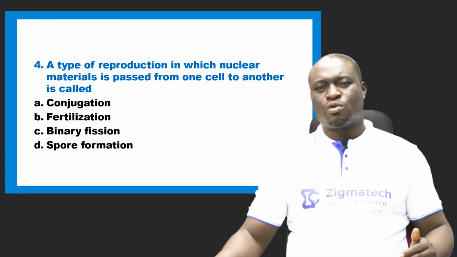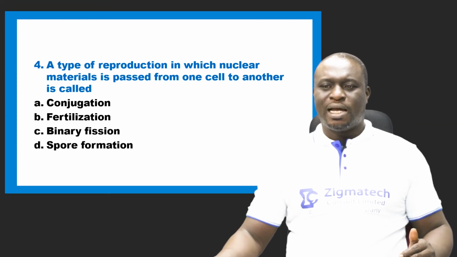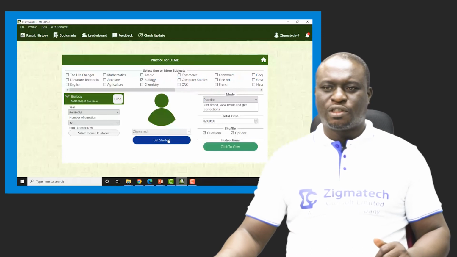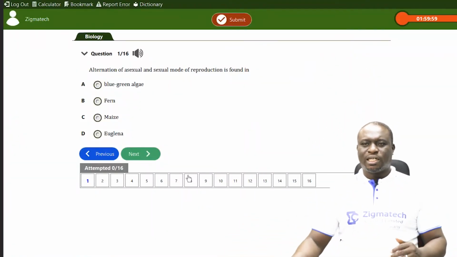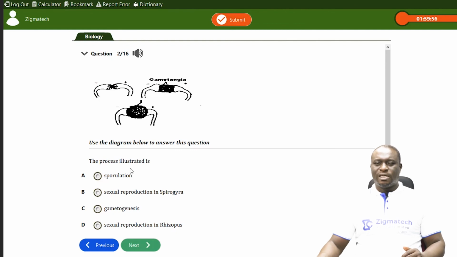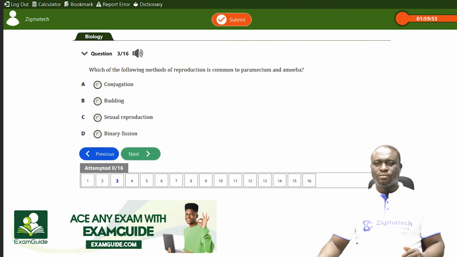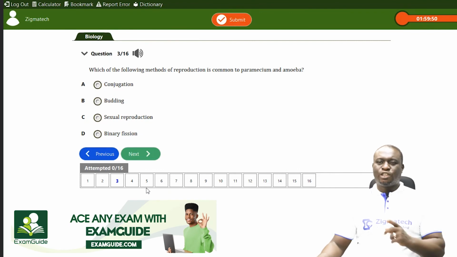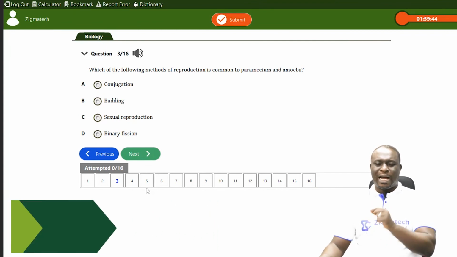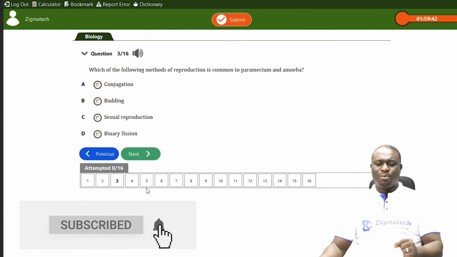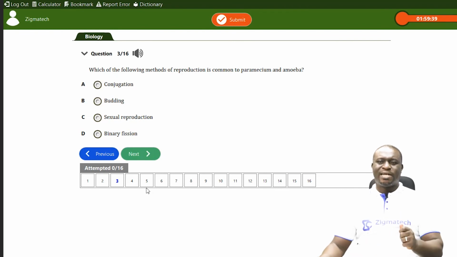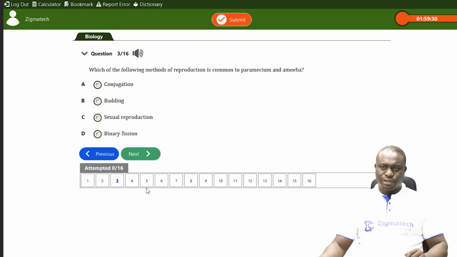Now let's take a look at some questions from our Examguide app and see at least 1 or 2 questions and see what we can get out of this. Look at question 3. Which of the following methods of reproduction is common to paramecium and amoeba? The correct option there is binary fission. Amoeba doesn't undergo budding, and amoeba does not undergo sexual reproduction, which also includes conjugation. So the correct answer is binary fission.